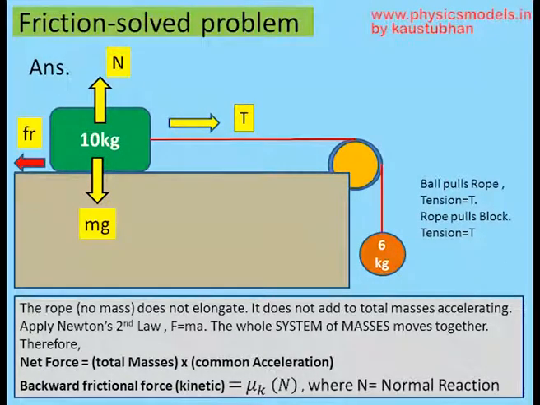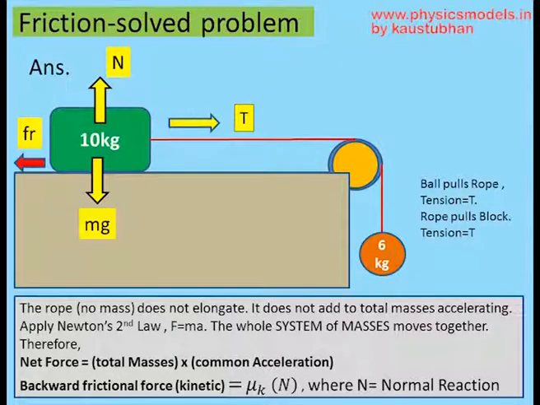On the block side, we have the other forces indicated: the upward normal reaction, the downward weight mg, and the backward frictional force, which is shown as a red arrow. The important thing here is that the rope does not get any longer, the rope does not have any mass and does not add to the mass of the system. Therefore, the two masses which are interconnected, the 10 kg block and the 6 kg sphere, have to have a common acceleration, because the 6 kg sphere cannot accelerate more than the 10 kg block, since they are connected by a rope which cannot extend.